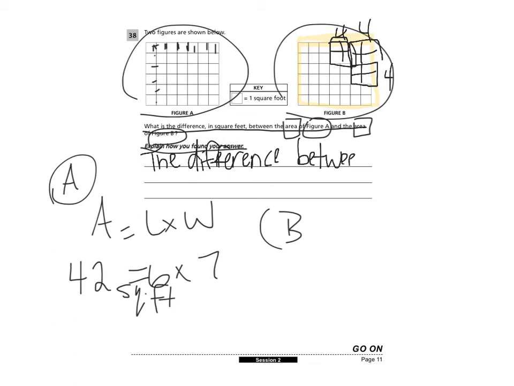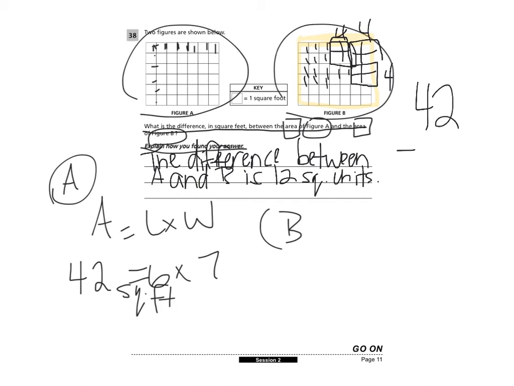So I could say that the difference between A and B is 12 square units. So you could also go on to explain, you could say figure A has 42 square units. I could count all these: 1, 2, 3, 4, 5, 6, 7, 8, 9, 10, 11, 12, 13, 14, 15, 16, 17, 18, 19, 20, 21, 22, 23, 24, 25, 26, 27, 28, 29, 30. 42 minus 30 is 12. Same answer as what I originally got when I could visualize it.